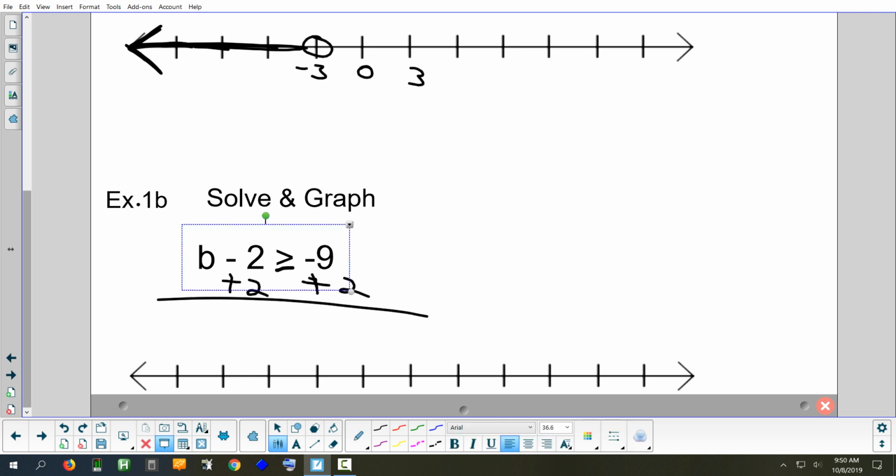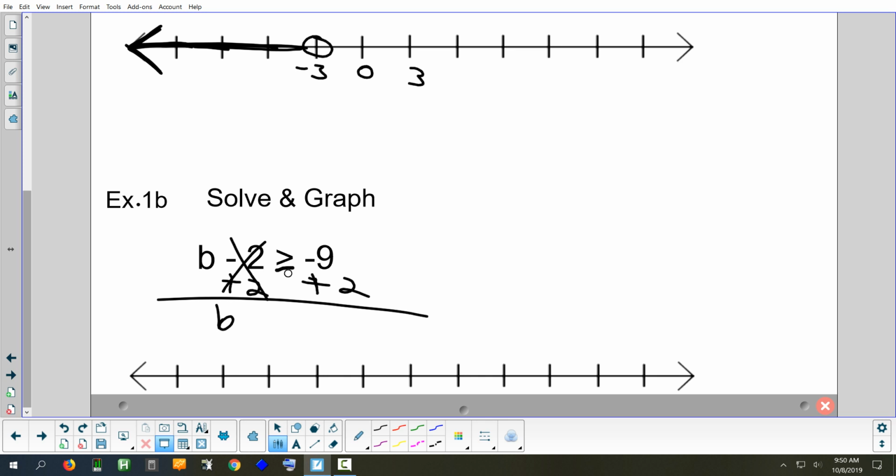And Tristan, -2 plus 2? 0. You don't have to cross it out. I usually just cross it out because it's gone. And Princess, what's on the left side now? B. Perfect. That was the whole point.